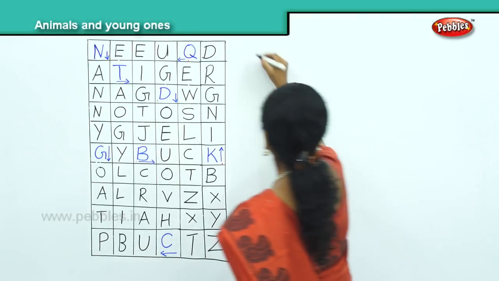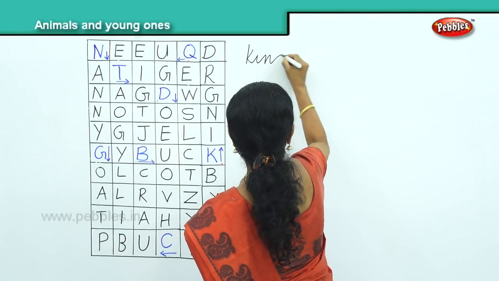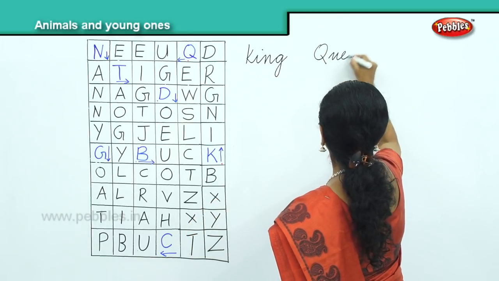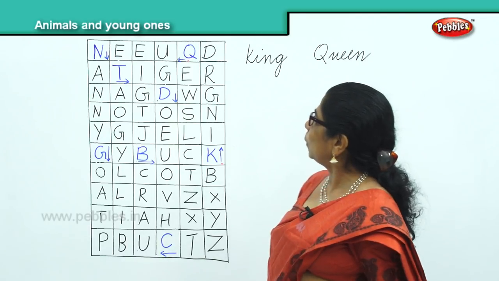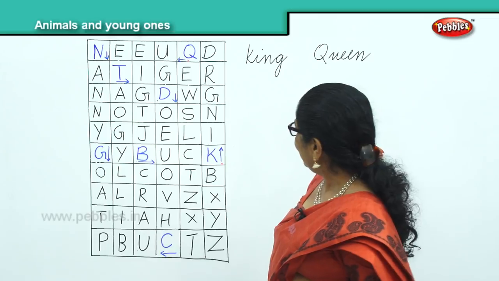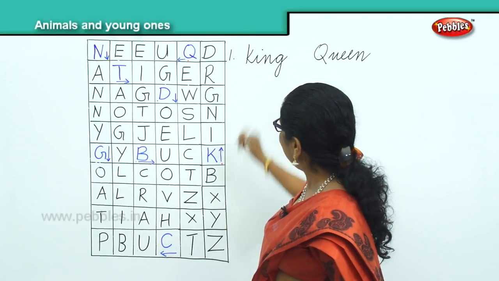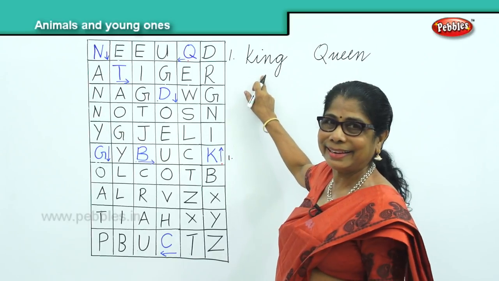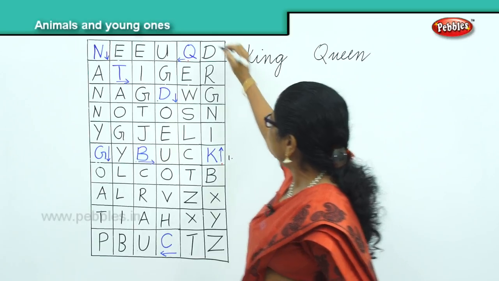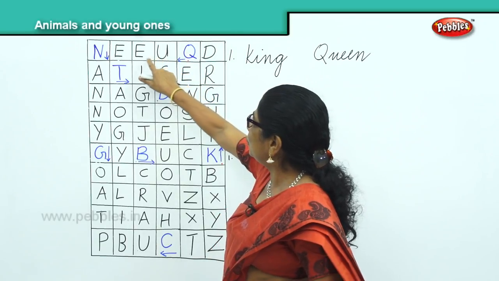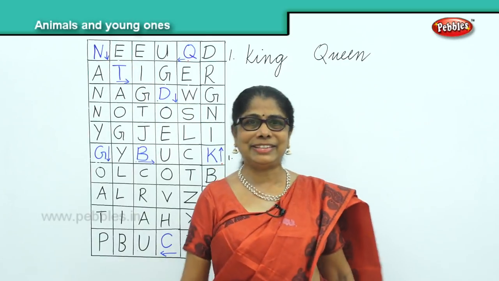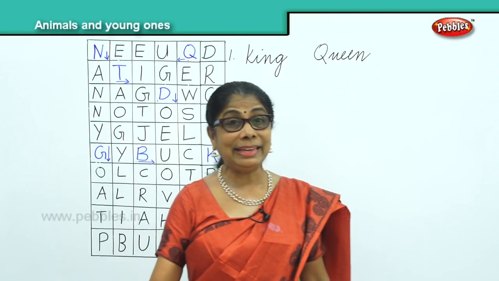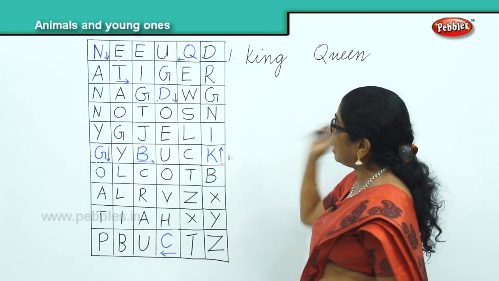Run your eyes through and see if you find king, queen. Okay? Where is king and queen? Now, here, number one, we have K-I-N-G, king. Very good. Then we have again number one, Q-U-E-E-N. That's very good. So, mommy, daddy, father, mother, king, queen. Very good. So, we found king and queen.